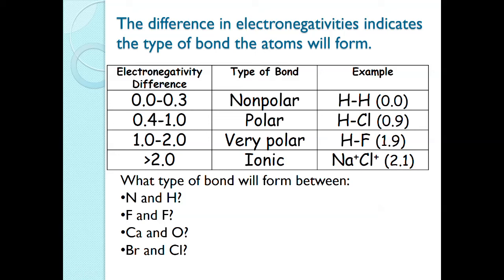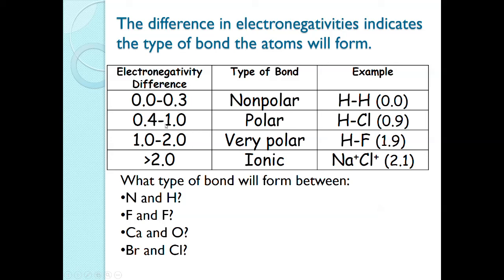Okay, so if we take a look at the difference in electronegativities, it indicates the type of bond that the atoms will form. So if they have an electronegativity difference of 0.0 to 0.3, then that type of bond is going to be a nonpolar bond. Okay, so again, your example of a nonpolar bond is diatomic elements.